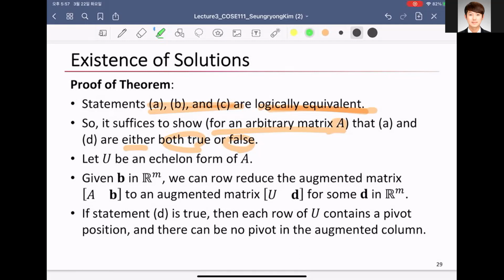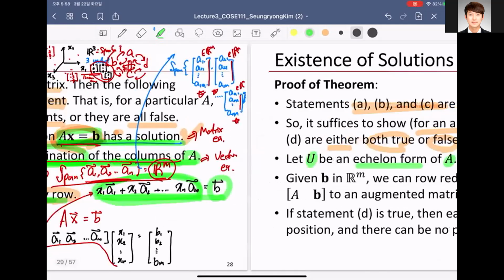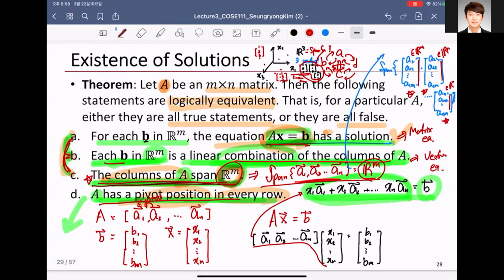Let's prove again. 빨리 하겠다. Let's suppose that U be the echelon form of matrix A. U, the echelon form. Oh, by the way, one more important thing. In this case, A is a coefficient matrix.